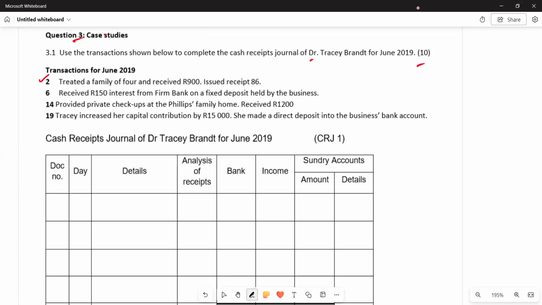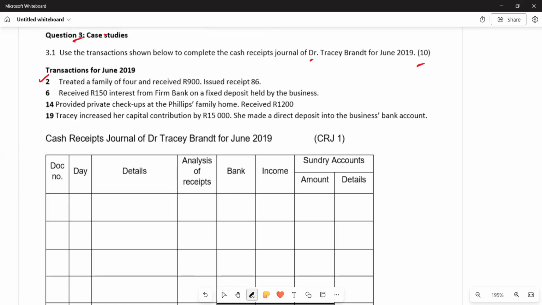You just put it on this side. Then if you have any transaction that has transpired which is not part of the core activity of the business, like in this case, it's not part of issuing medical services to clients, it means you have to include it under sundry accounts and give the description in details. So this is exactly how we are going to apply it.